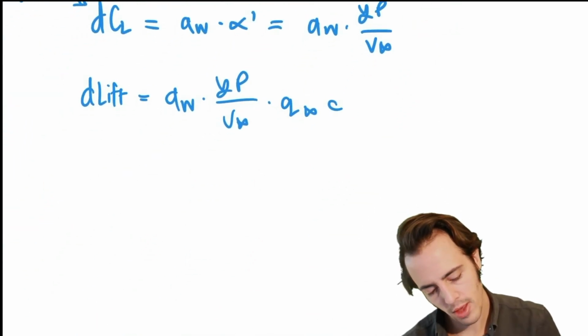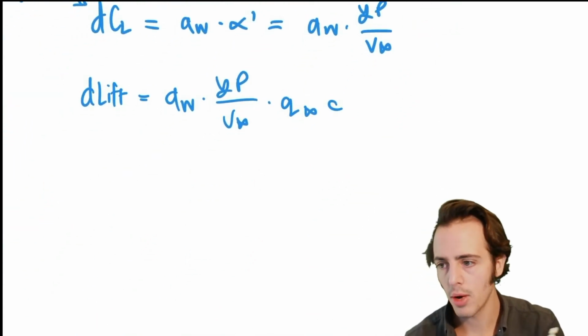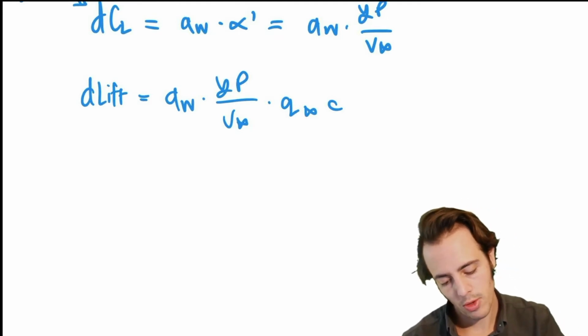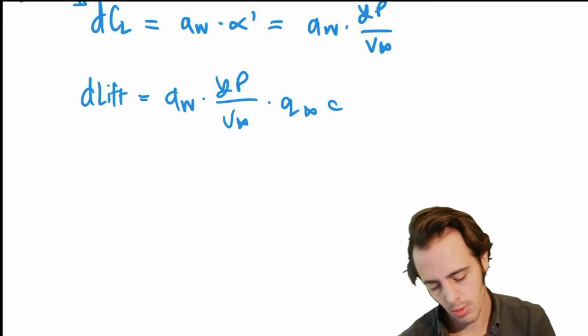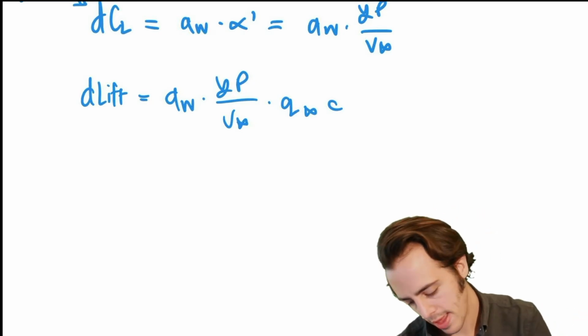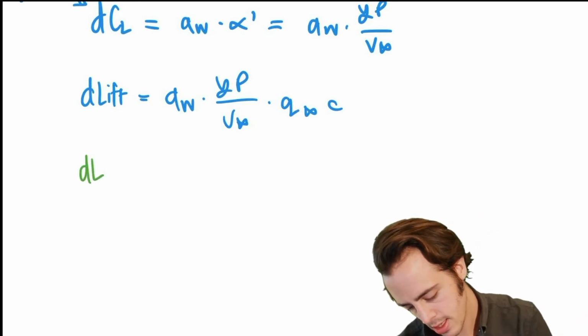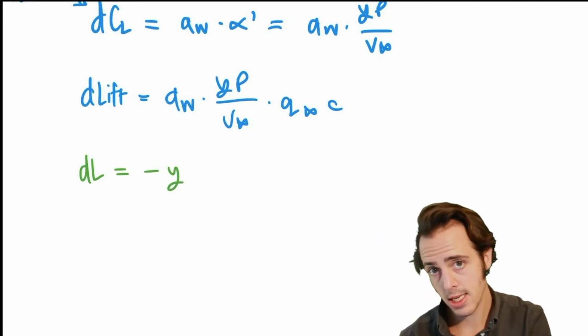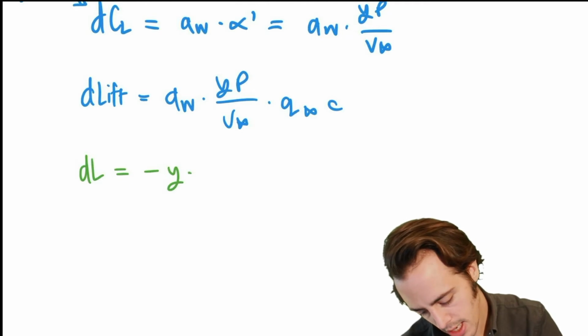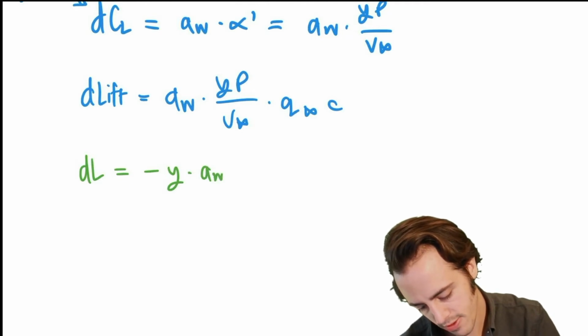So the combination of those two gives us our change in the rolling moment due to the roll rate because of the upwash or downwash on those two wings. So we can write that now. dl is equal to minus y, which is the distance along the wingspan, multiplied by the expression that we've just written above.